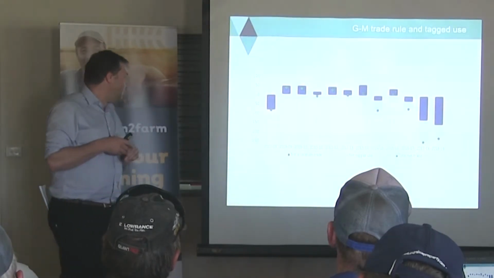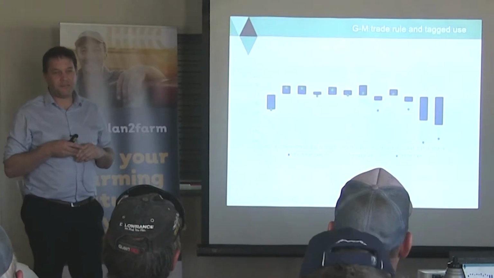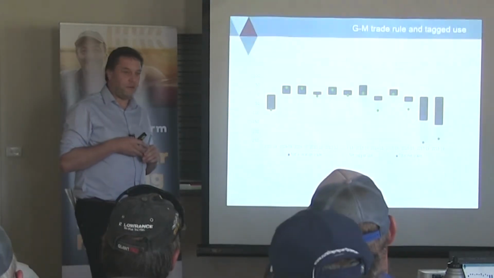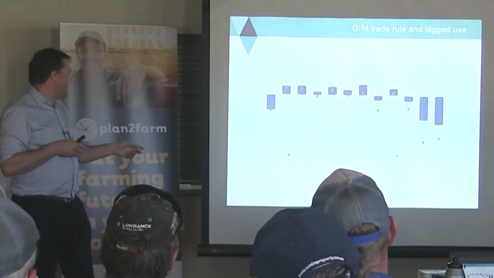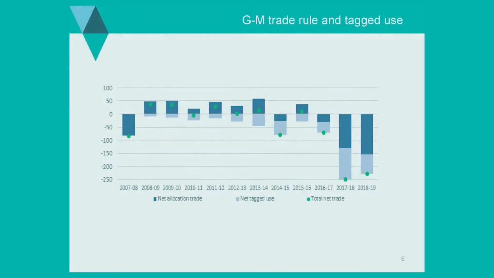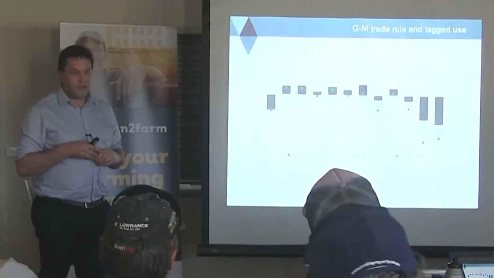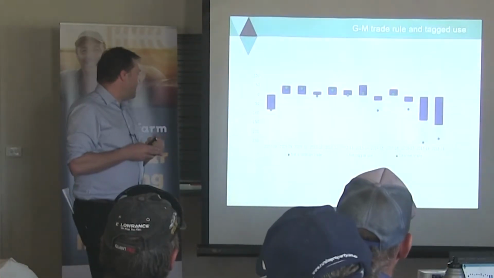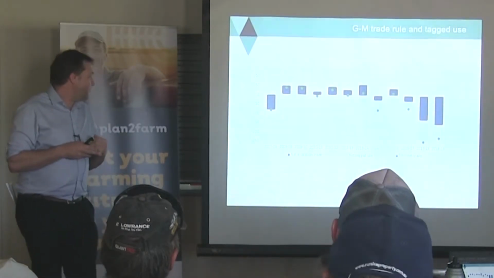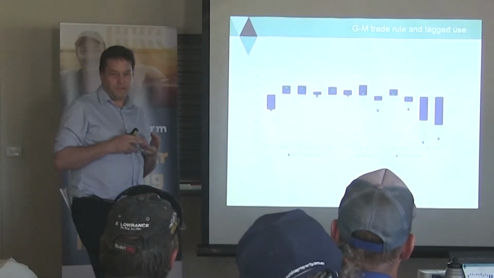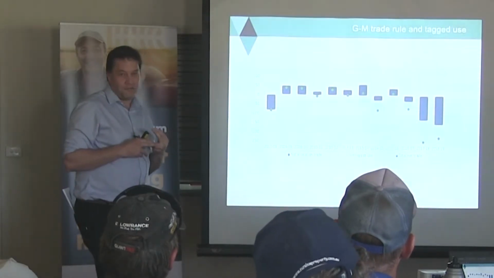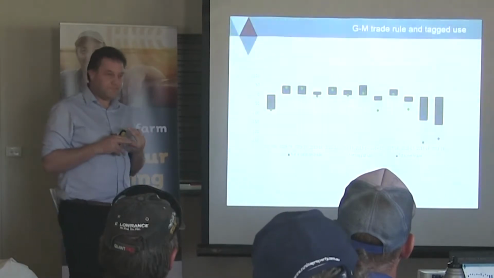But what we've seen in the last 2 years, with that lack of allocation from other sources, is a high reliance on the Goulburn to supply Murray use. So as you can see, in 17-18 it was about 250 GL in total which came out of the Goulburn, and the year before that it was, I think, about 230 GL. Of that, in 17-18, I think about 43% was coming out of tagged accounts, and last year about 33% came out of tagged accounts.